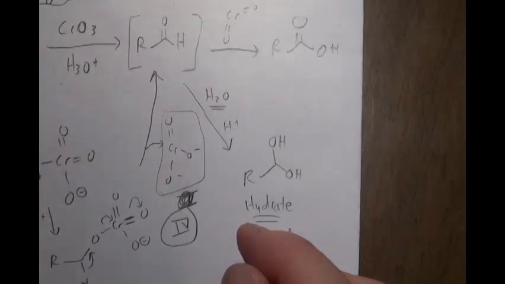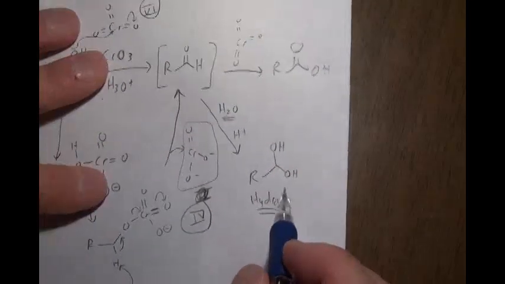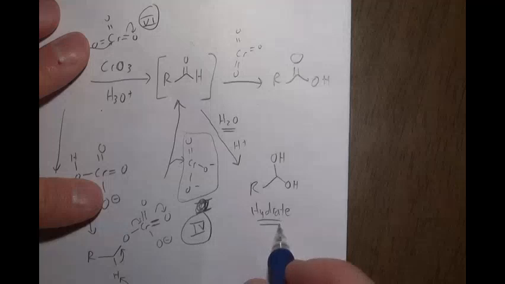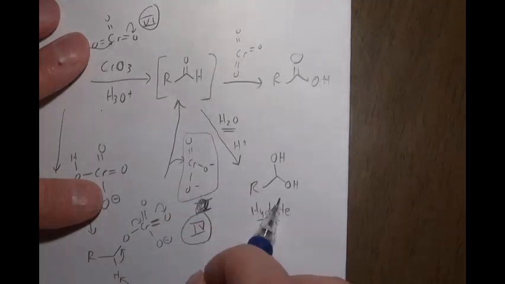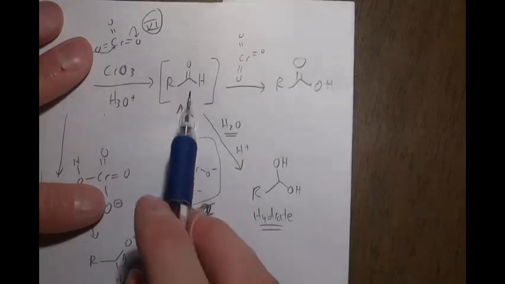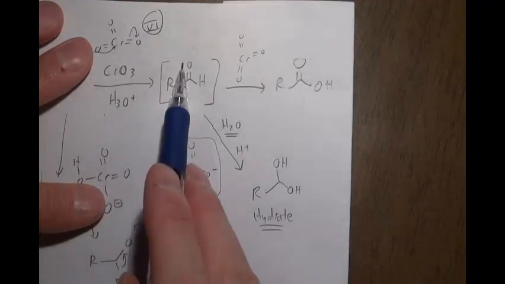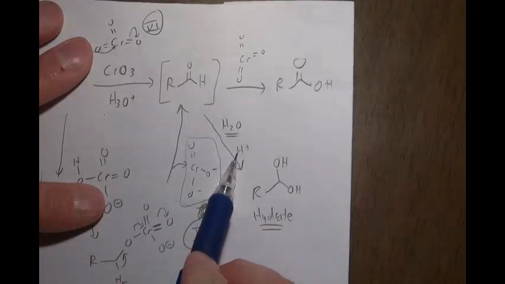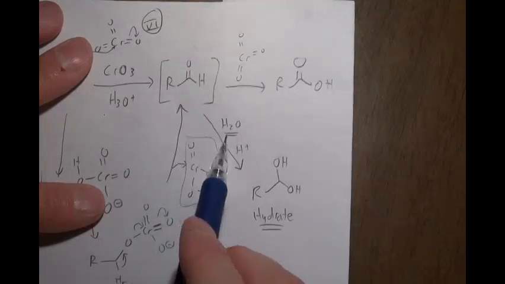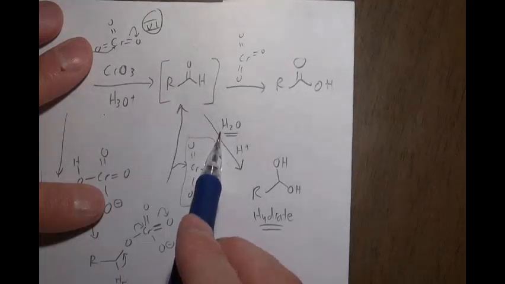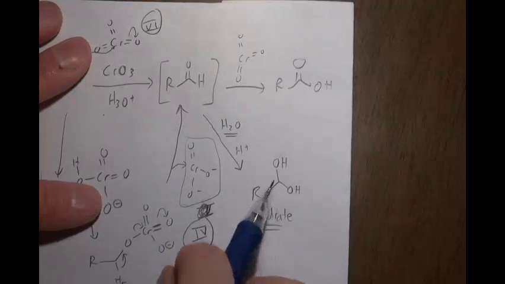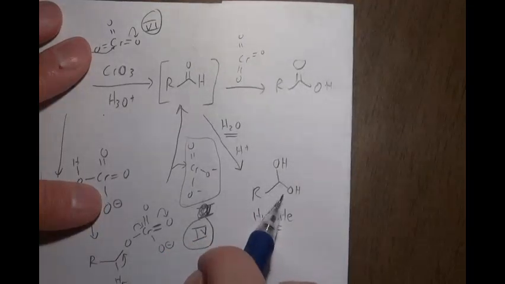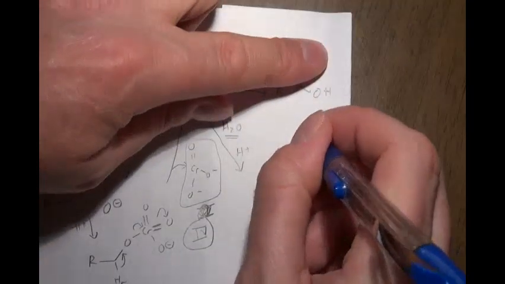Hydrate is another functional group, right? It's basically a dialcohol. The aldehyde reacted with water and acid to make this. Incredibly easy mechanism. I'm not going to do it. Oxygen, top oxygen grabs proton, and then water attacks. And then you lose a proton. Review it, hydrate formation. It's a very easy mechanism. Okay, now you have an alcohol. Now you have a dialcohol.